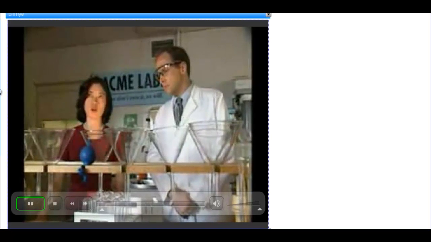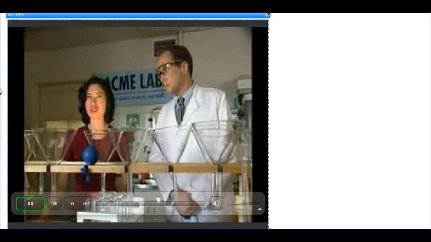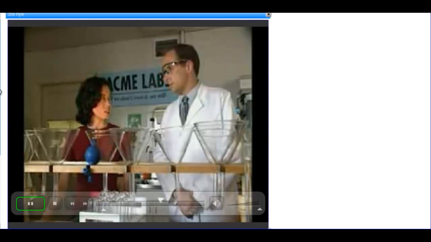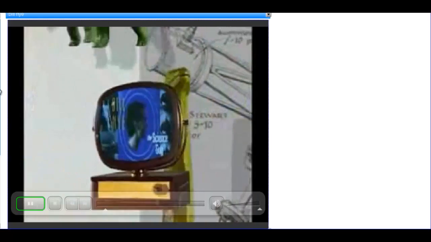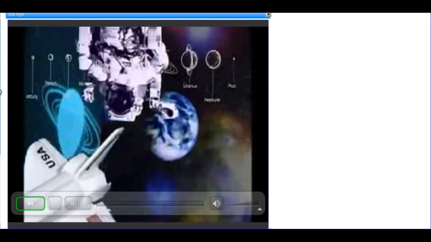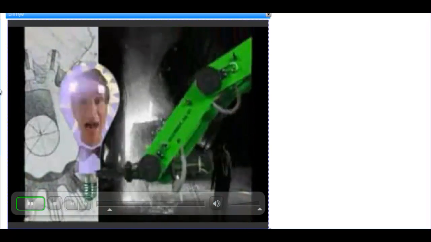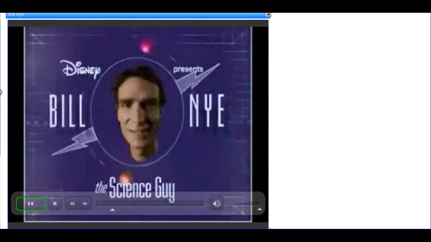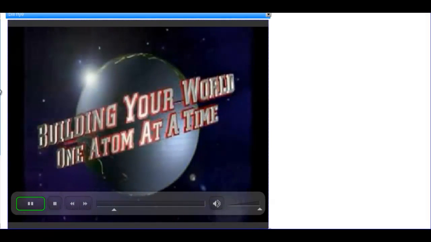So, if we could somehow control the market on these things, just think of the possibilities. Sir, you're talking about Bill Nye the Science Guy. Bill Nye the Science Guy. Science rules. Bill Nye the Science Guy. Inertia is a property of matter. See you on next science. Bill Nye the Science Guy. Brought to you by Elements, building your world one atom at a time.